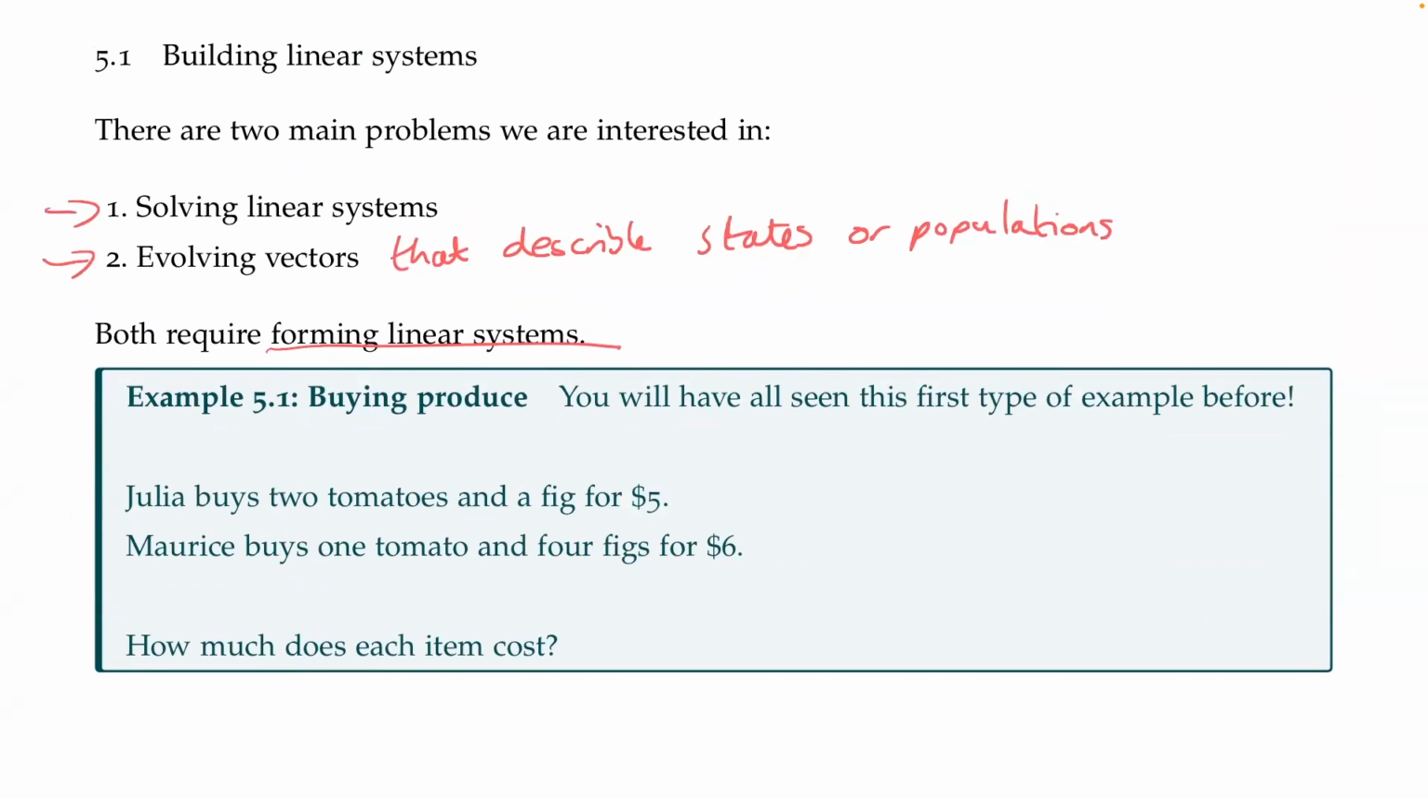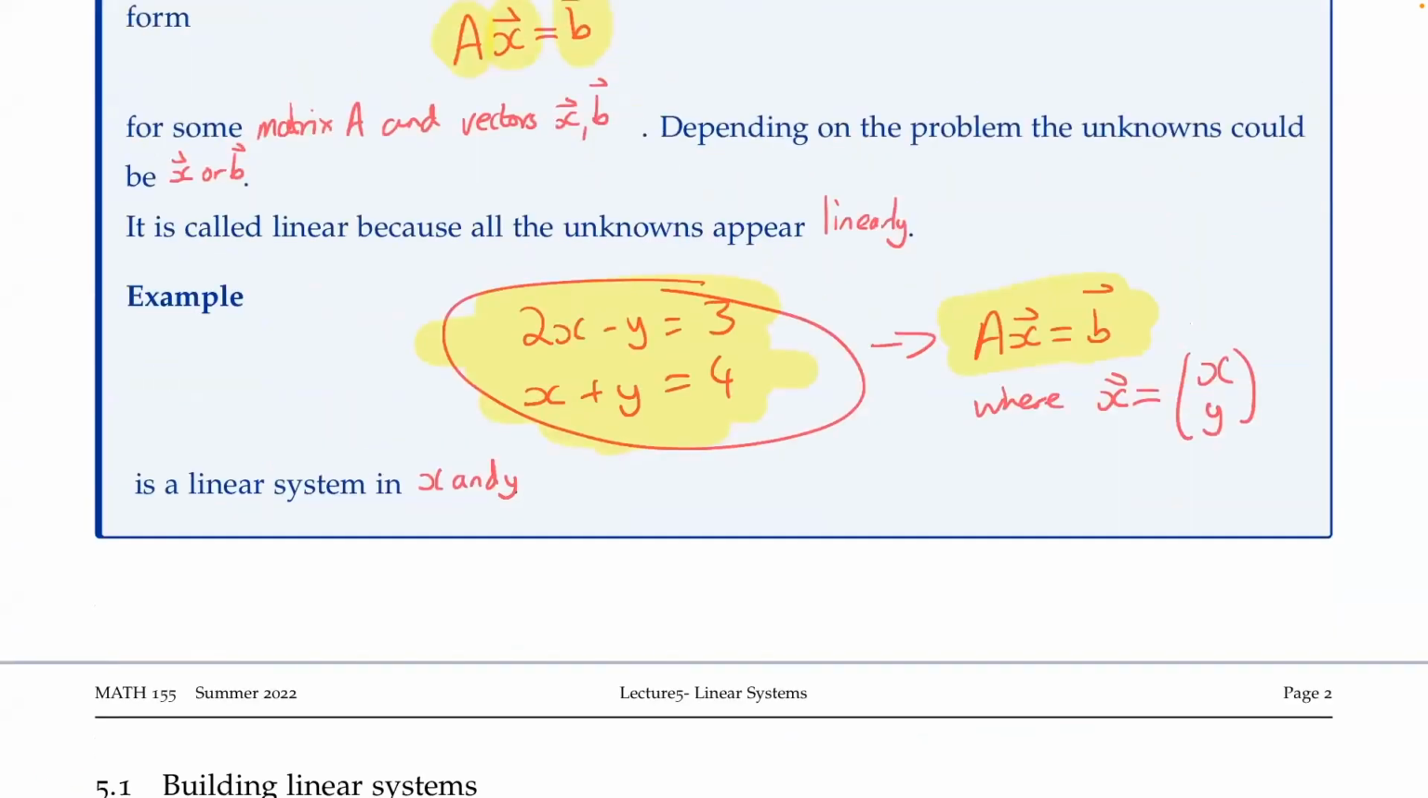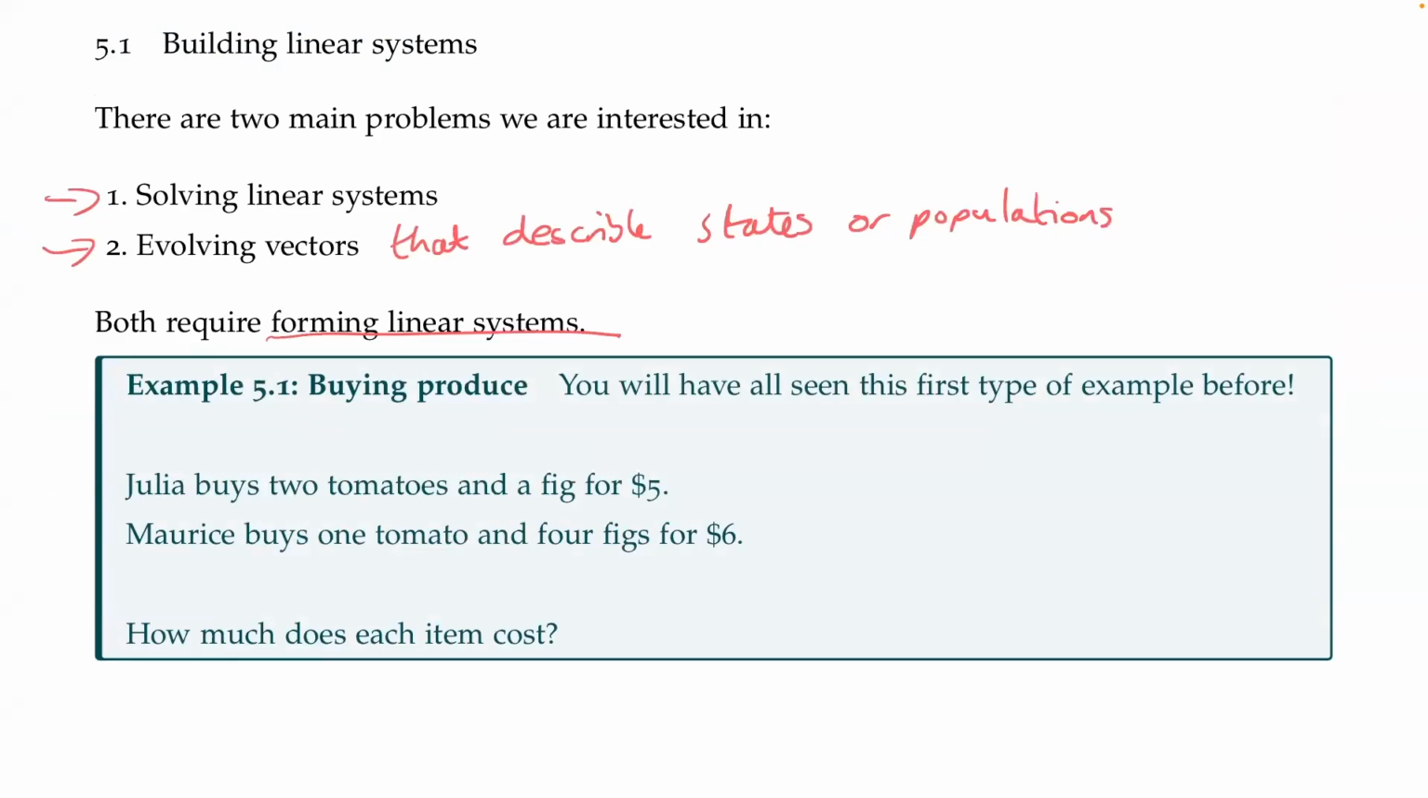Okay, so like I said, there are two different types of system that we're going to be interested in. One is going to be of this form where we have some equations like this and we want to find the unknowns. The other is where we are evolving vectors. By that, we mean we have some vector that, say, represents a population, and then our matrix is essentially telling us what's happening to that population every generation. And so we keep applying our matrix over and over and over again to see what will happen in the long term to that population.